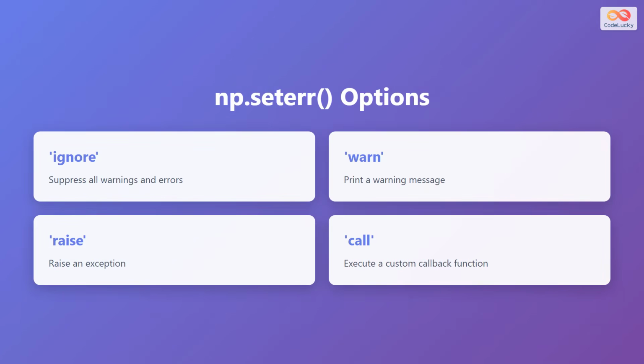The seterr function accepts 4 different options for controlling error behavior. The ignore option suppresses all warnings and errors completely. The warn option prints a warning message to alert you of the issue. The raise option raises an exception that stops program execution. And the call option allows you to execute a custom callback function when an error occurs, giving you complete control over error handling.